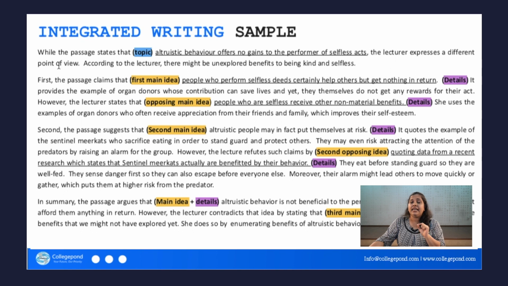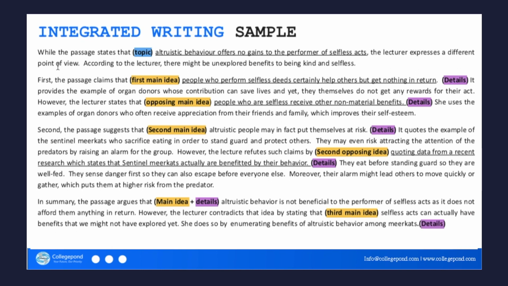In the essay, they said that you have to summarize what is given in the lecture, right? So you have to also contradict it with certain points that were mentioned in the passage. So you can start with a very simple beginning which says, while the passage states that, and then you say whatever the topic is. In this case, the topic is altruistic behavior offers no gains to the performer of selfless acts. So this structure can work for any essay that you plan to write. But in this case, I'm going to use this to explain this particular topic.